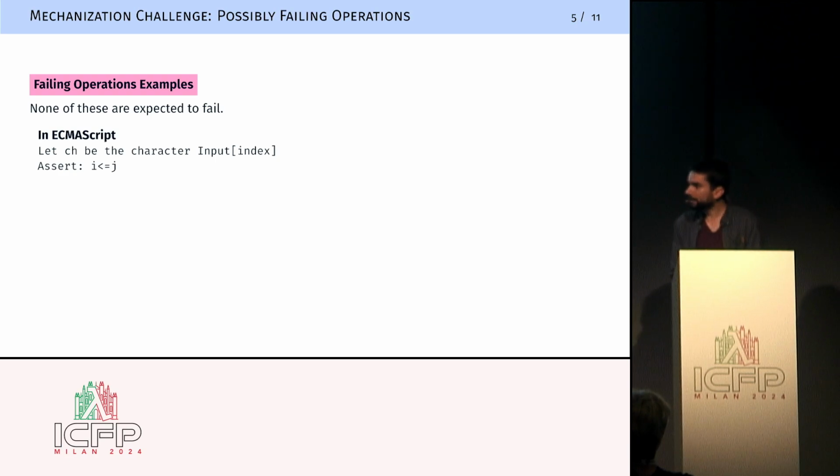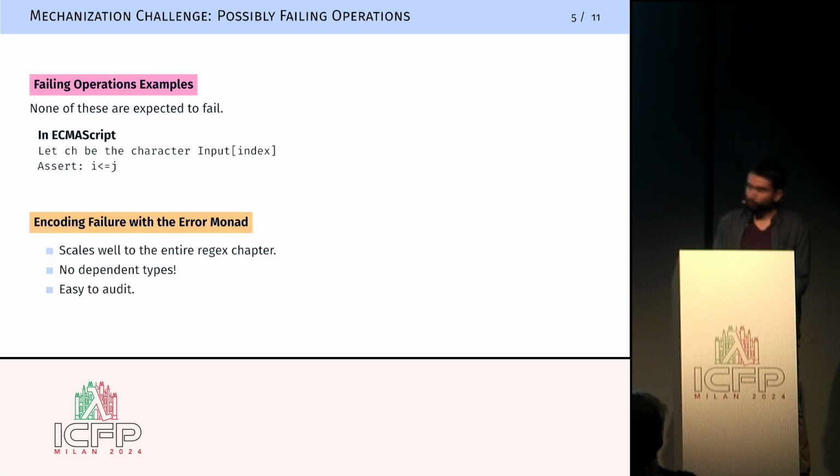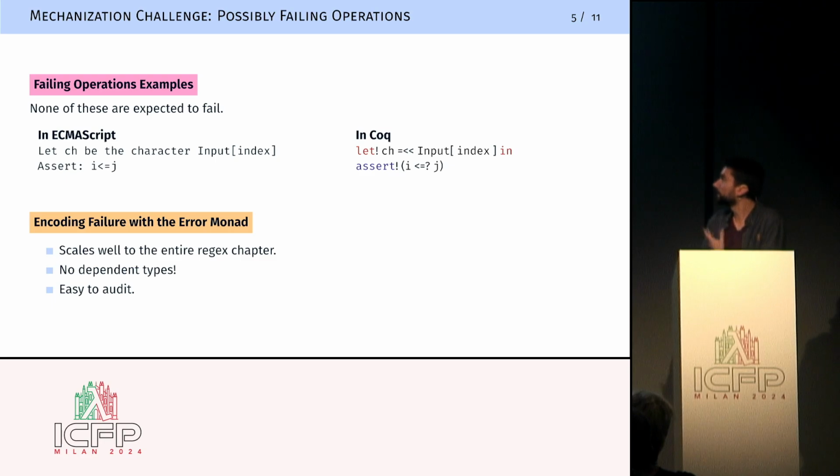Now, of course, in our mechanization, we would like to encode all of them as well. And so you could think maybe about using dependent types to try and encode all of these nice invariants into our mechanization. But in our experiments, this has not been great for auditability. And so we use a simple encoding with the error monad, where it scales well to the entire chapter. And if the specification was badly written and an assertion would fail, our mechanization is also going to fail. It's easy to audit, and in fact, we can define some simple notations that clearly correspond to the pseudocode instructions.